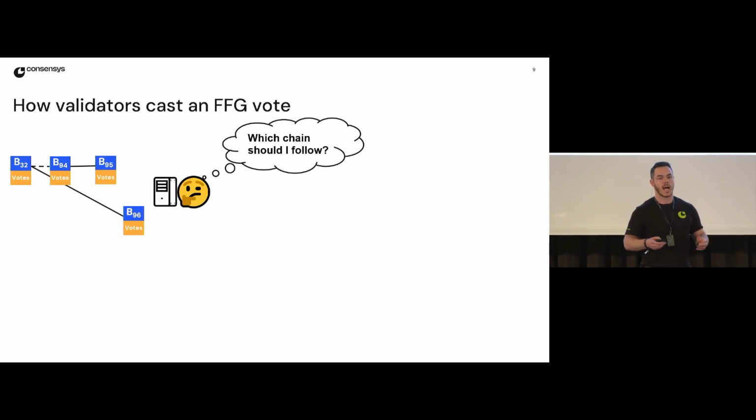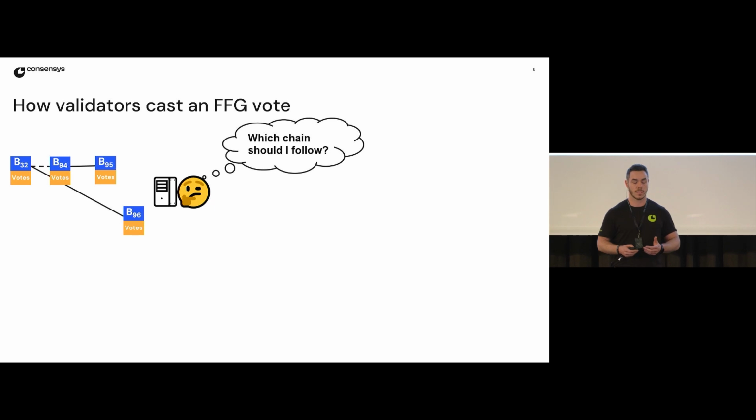Now let's look at how validators vote. So let's take this picture. One important concept I forgot to mention is that blocks also include votes. So each block carries a set of votes. We have this situation where you have a chain with a fork, and the first question that a validator asks itself is, which chain should I follow?